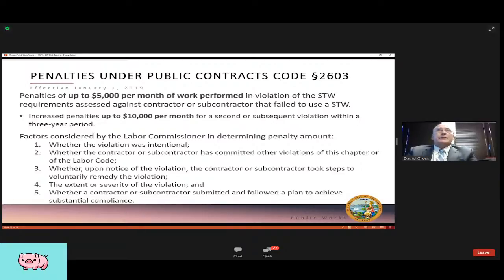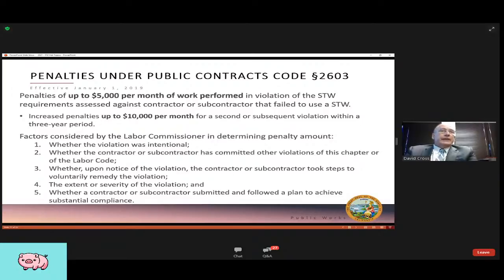You'll see a lot of similarities here. These are very similar to the requirements in Labor Code Section 1775 for wage penalties and in Labor Code Section 1777.7 for apprentice penalties. Was the violation intentional? Whether the contractor or subcontractor committed other violations of this chapter or of the Labor Code. So not only violations of skilled and trained workforce requirements are taken into account, but any violation of the Labor Code. So we go back and look at the contractor's history, and if they have been issued a civil wage and penalty assessment in the past for not having apprentices on the project, for not responding to requests for certified payroll records, or for not paying prevailing wage, that is a prior violation which is taken into consideration.